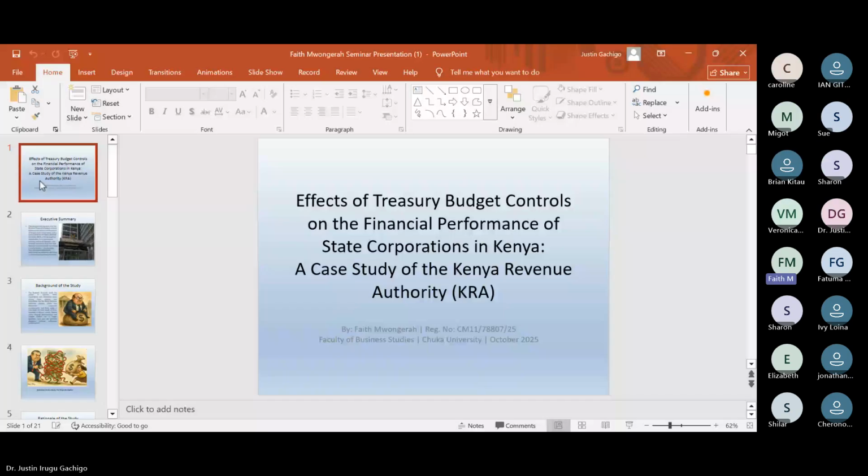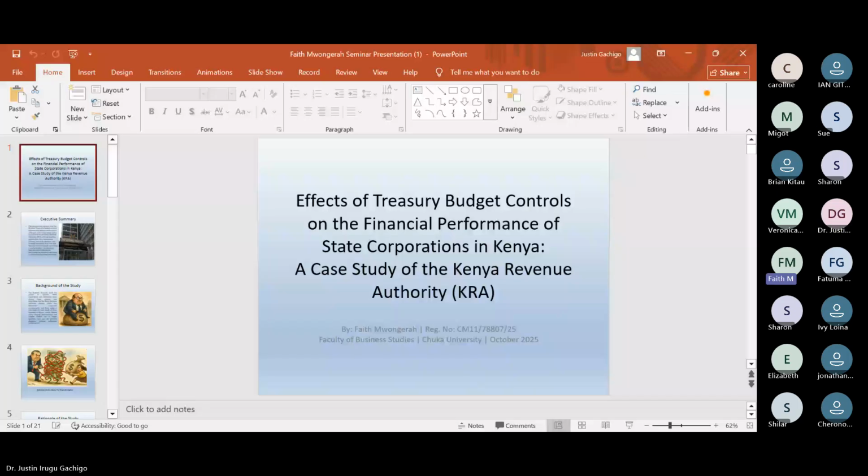So my research topic comes from my daily work as a finance person. I happen to sit on the board of a state corporation and happen to be the chairperson of the Finance, Grants and Resource Mobilization Committee. And so, as you had told us, someone should choose a topic based on what they do. So I chose my research topic to be the effects of Treasury budget controls on the financial performance of state corporations, with a specific focus on KRA.